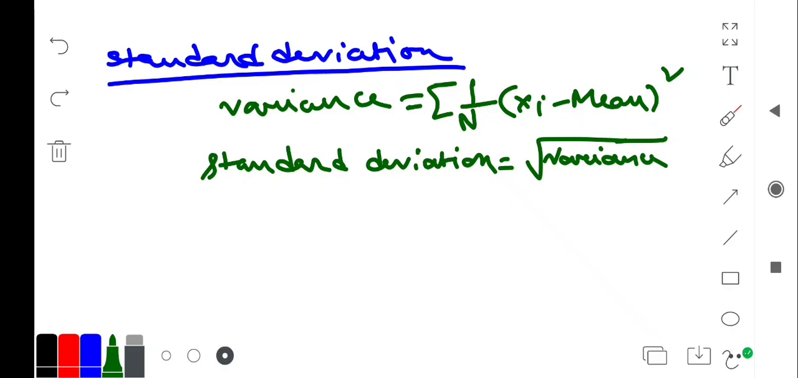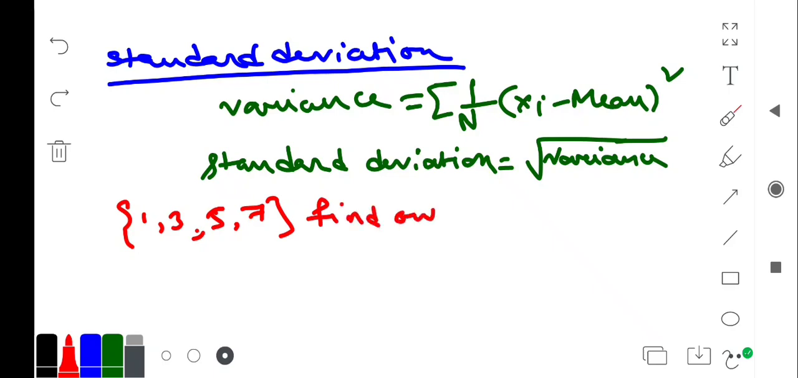Okay, now consider, suppose there is an example, that is 1 3 5 7. We have to find out standard deviation.